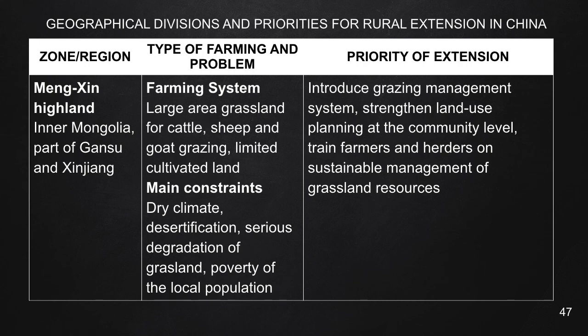The problems are dry climate, desertification, serious degradation of grassland, and poverty of the local population. So the priorities of extension for this region are to introduce grazing management systems, strengthen land use planning at the community level, and train farmers and herders on sustainable management of grassland resources.